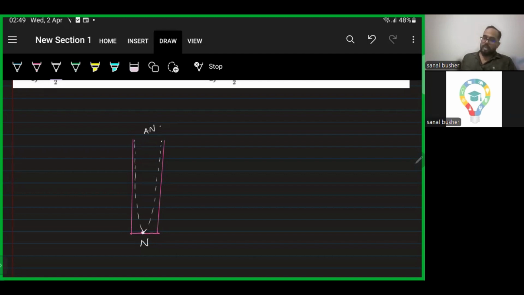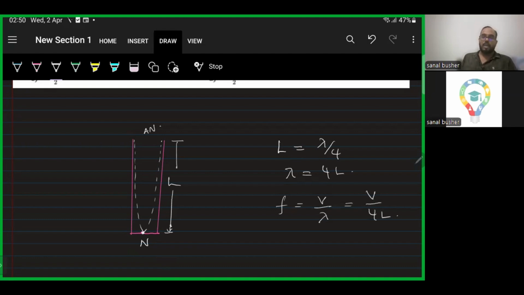If you see this diagram, in the normal case you will consider this as the length of the tube L, and this L is balanced with the distance between an antinode and a node. It is lambda by 4, right? So lambda is equal to 4 times L. Then you can find the frequency, generally velocity upon lambda, so it will be V upon 4L. This is the normal calculation.